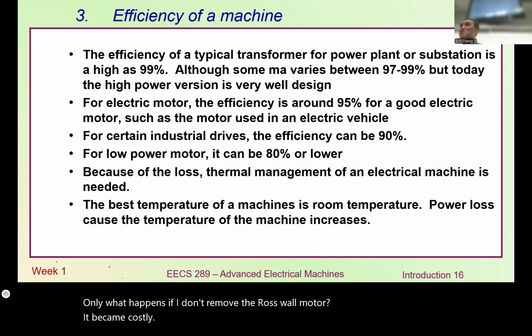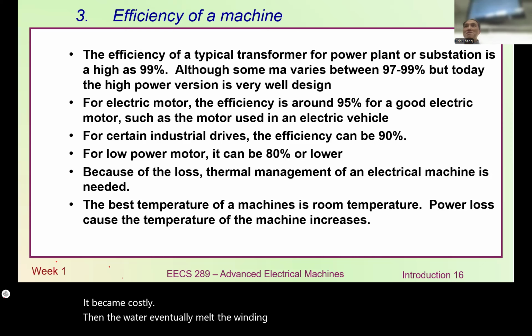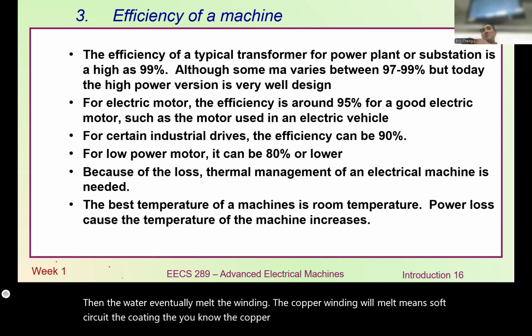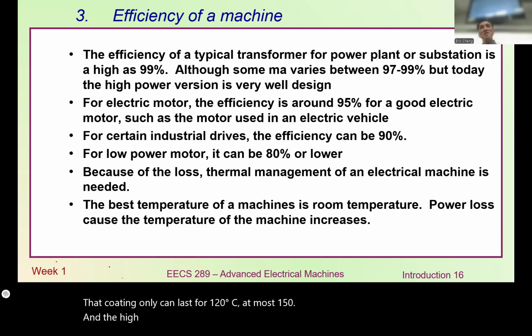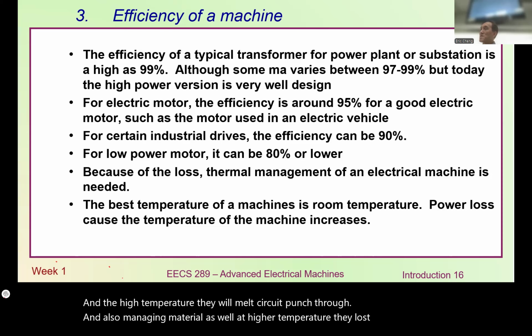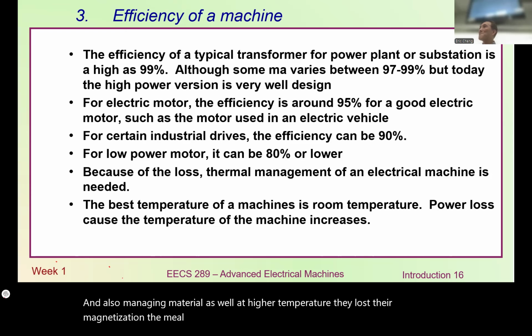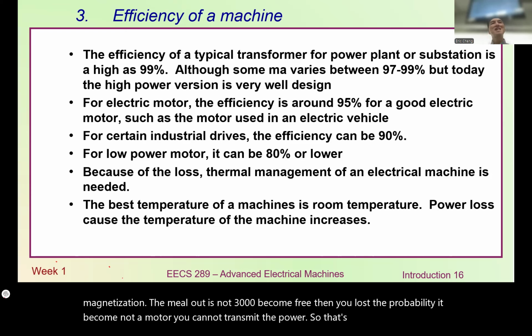The motor eventually melts. The copper winding will melt and short circuit. Between the copper wires is an enamel coating, and that coating can only last for 120 degrees C, at most 150. At any higher temperature, it will melt, short circuit, and punch through. Also the magnetic material, at higher temperature, will lose its magnetization. The mu R is not 3000, it becomes 3. Then you lose the permeability, it is no longer a motor, and you cannot transmit the power. That's why the motor is really scared of high temperature.